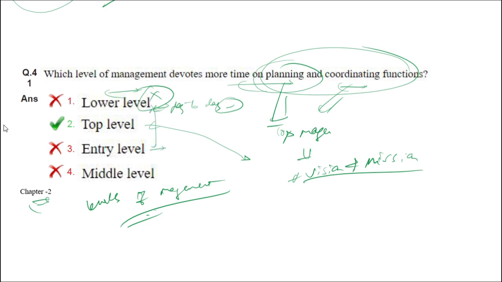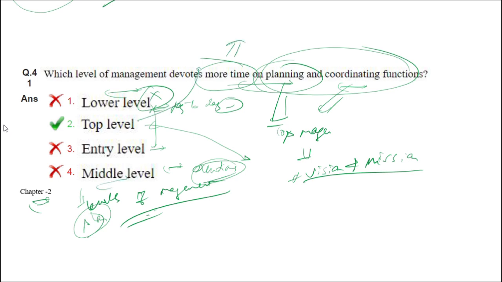Middle level management, they'll be spending more time on executing rather than planning. So they'll also be doing some planning, but overall more time, that is what is important. More time is always given by the top management than the middle level management.